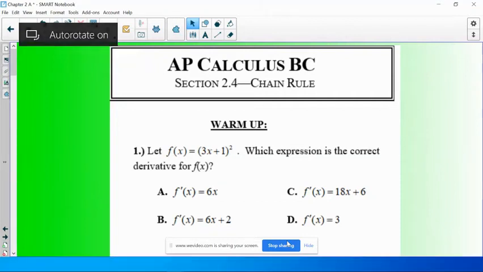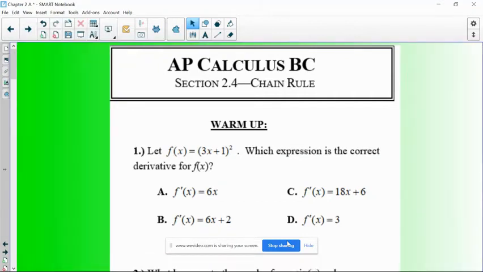Okay, so I want to look at a new rule for derivatives, and it's called the chain rule. To get us to see the necessity of the chain rule and see where it maybe comes from, I want us to look at this binomial here, (3x + 1)^2. It says, which expression is the correct derivative? So take a second or two and think about what you think the correct derivative is.